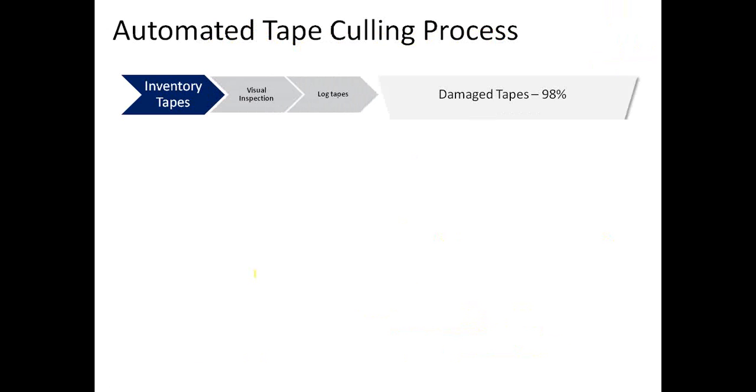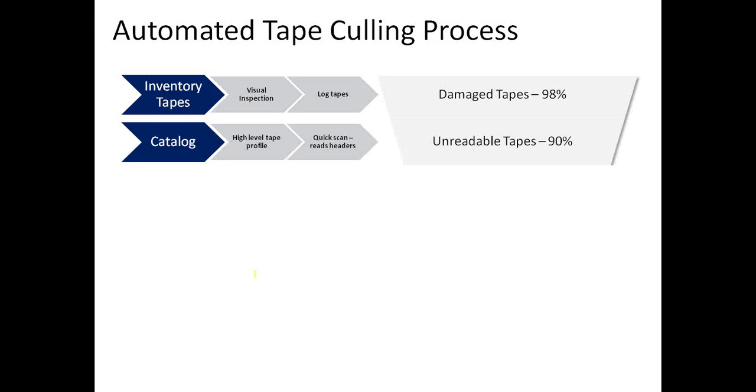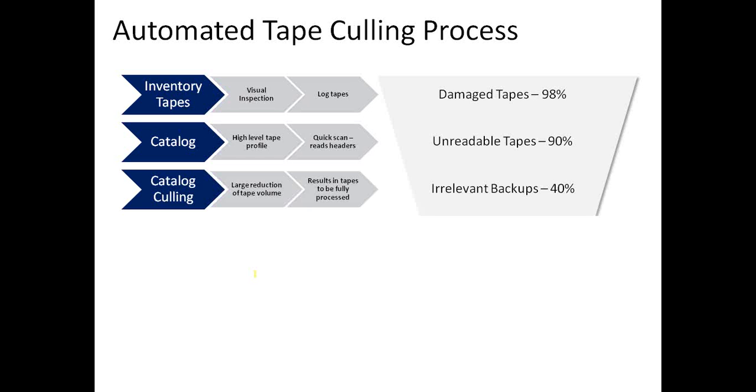You can inventory the tapes and do a visual inspection of them. You'll find a small percentage of them, here we're saying 2%, could be damaged and require no further processing. You can do catalog culling, as I mentioned, which could eliminate a high-level profile of tapes and eliminate unreadable tapes, which could be a significant volume. The catalog culling process could get rid of significant numbers of tapes.